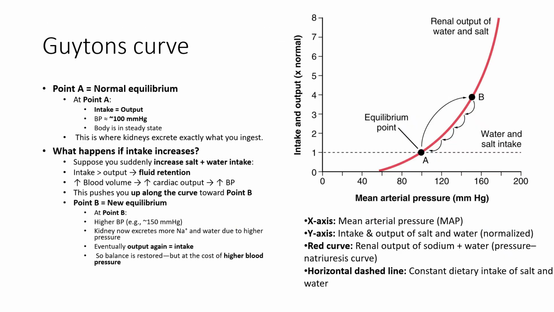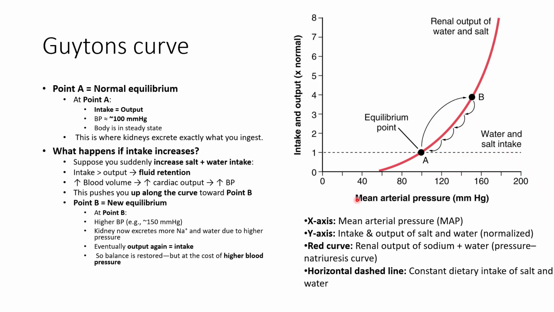This is better explained by this curve, which is known as Guyton's curve. Now this point A is the point of normal equilibrium. Basically, this is the point where your intake of sodium is equal to your output of sodium, and it is usually seen at a BP of 100 millimeters of mercury. So the body is in a steady state.